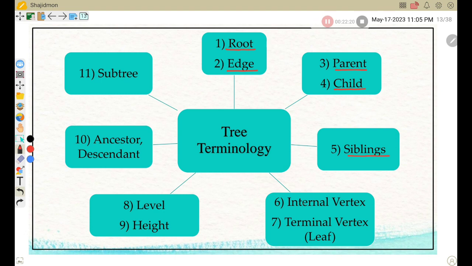Siblings, what is the meaning? Internal vertex, what is the meaning? Terminal vertex, or we call it leaf, what is the meaning? And the 8th one, what is the level of a graph? Height of a graph. Ancestor and descendant, what is the meaning? And subtree, what is the meaning? These are the main ideas we need to discuss here. We will discuss these 11 points one by one. First we will go to root, after that edges, up to 11 points.